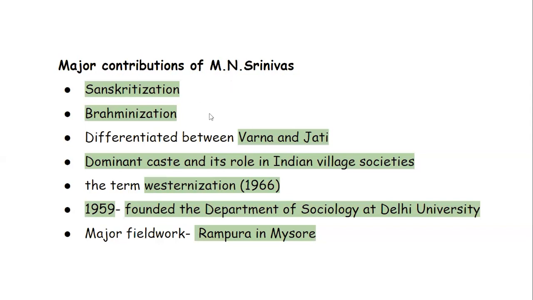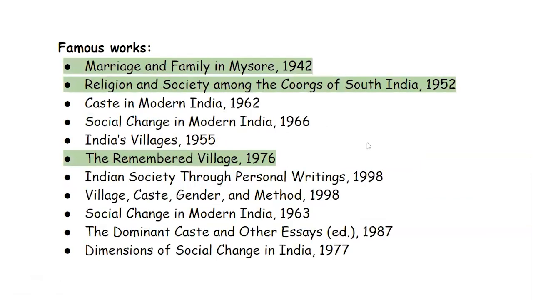The concept of Sanskritization, the concept of Brahmanization, and he differentiated between the concepts of Varna and Jati, and the concept of dominant caste and its role in Indian village societies. He introduced the term Westernization in 1966, and in 1959 he founded the Department of Sociology at Delhi University. His major fieldwork is Rampura in Mysore. These are some of his famous works. It's a lot, I know, but at least remember the ones which I have highlighted.